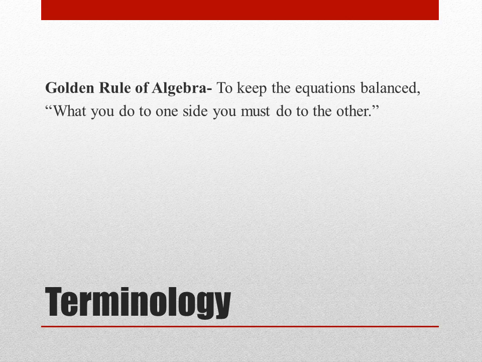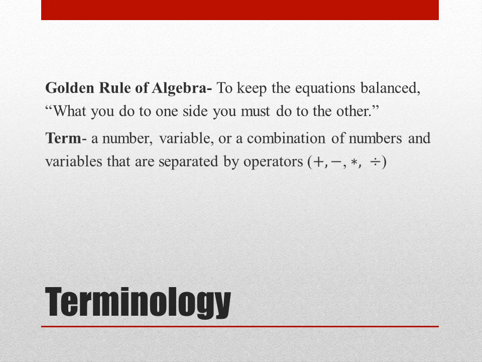Golden rule of algebra. For us to keep the equations balanced, the golden rule of algebra is simply what you do to one side, you must do to the other. The equal sign is like the middle point of a tipping scale, where the two sides meet. And so whenever you do something on one side of the equal sign, you have to do it on the other side as well. So make sure whatever you do on one side, you must do on the other.